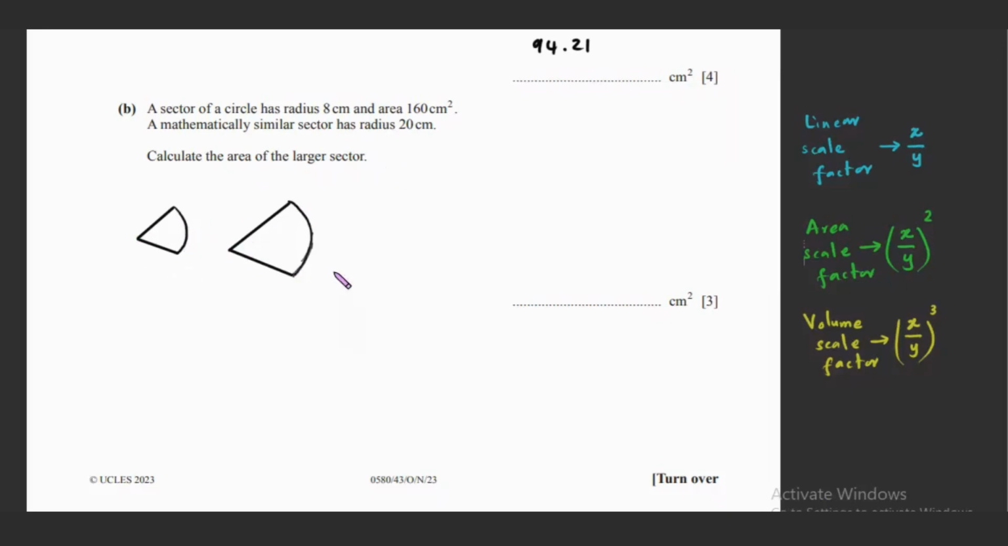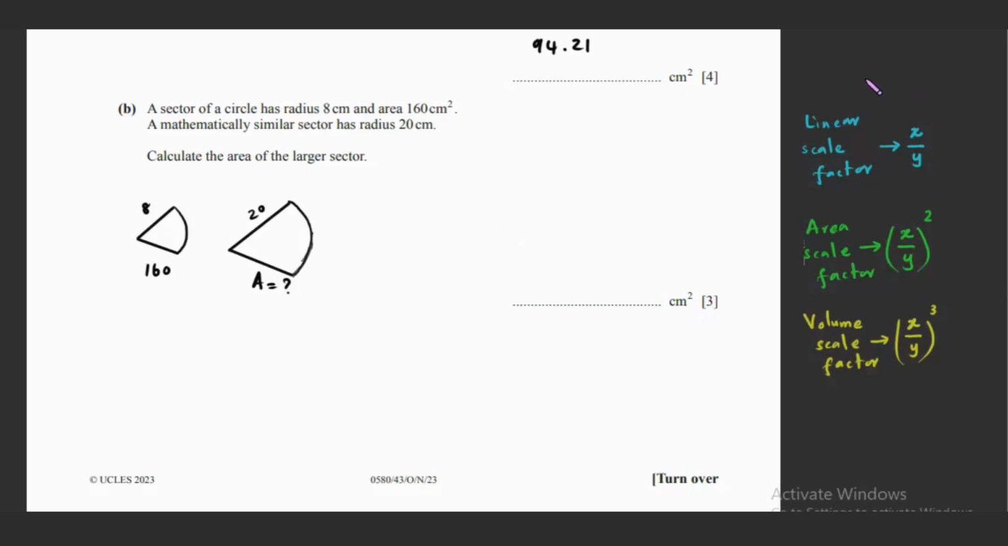I have already drawn two shapes here. So here, the radius of the smaller sector is 8. Radius of the larger sector is 20. Here, the area is given to us as 160 square centimeters. Here, we are supposed to calculate what this area is. So this is relating similar shapes.